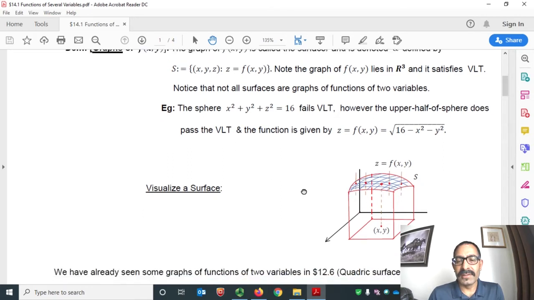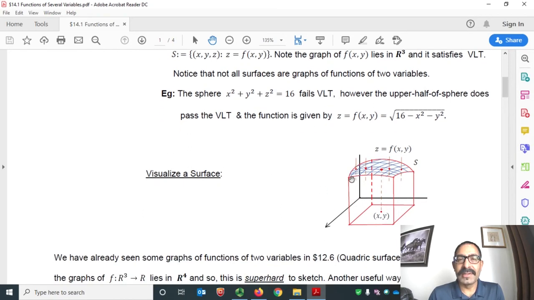So here in the visualization, this is the domain and z equals f of (x, y). So the set of all (x, y, z), where z equals f(x, y), means the surface. This is the surface, and it passes the vertical line test. That means every vertical line parallel to the z-axis crosses the surface only once. So I'm only talking about this part here, just the ceiling part here. I hope it makes sense to you.